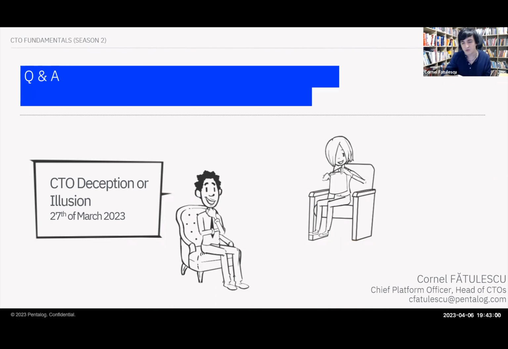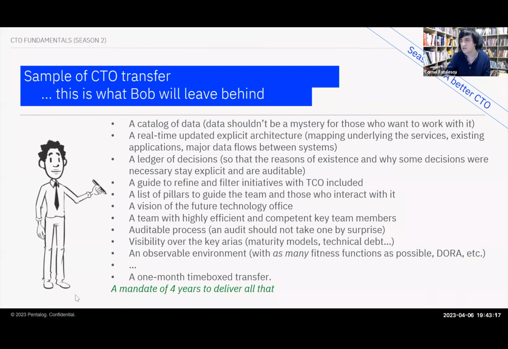So I'm just going to share one of the first slides that I had in this session so that they can look again at the sample of a CTO transfer, and they can start from that. This was a sample. Do you see my screen? Sample of CTO transfer? Yes, we see it. So here it's a 1 month time-boxed transfer, a mandate of 4 years to deliver all that. Did I answer, sorry? I believe you did. Yes, thank you.